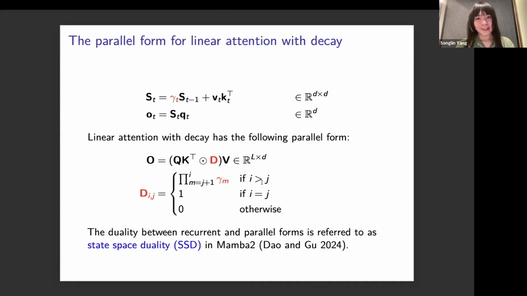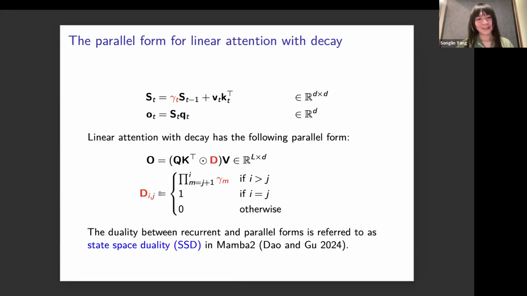To train linear attention with decay, we can also have three equivalent forms. And here I briefly introduce the equivalent parallel form for this recurrence. Previously, this D was our causal mask matrix, where the lower triangular entries are all ones and the upper triangular entries are zeros. We were calling this M before, but here I change it to D because this matrix needs to encode the cumulative product of the decay.